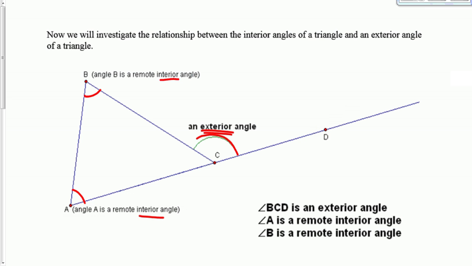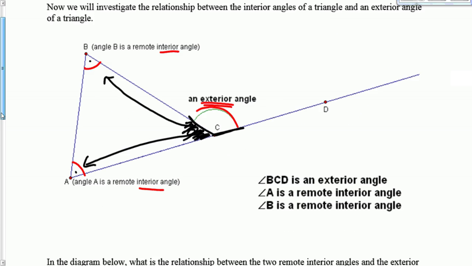Okay, what we mean by remote is these 2 angles are not directly next to this exterior guy. It is not this angle right here. Okay, that would not be a remote interior angle. Remote means basically the other 2, the 2 that are not directly next to the outside angle. Okay, so what is so special about these right here?